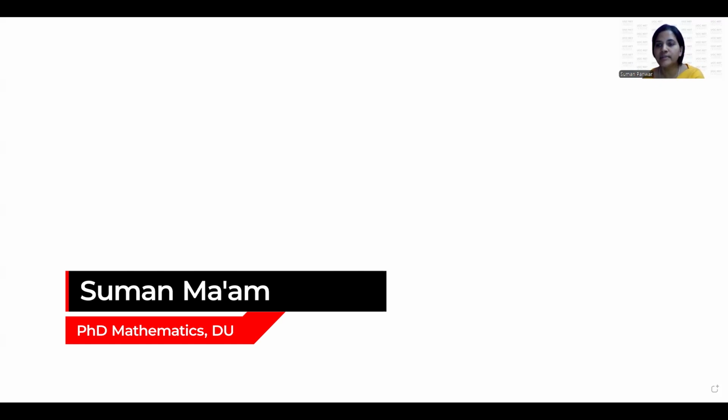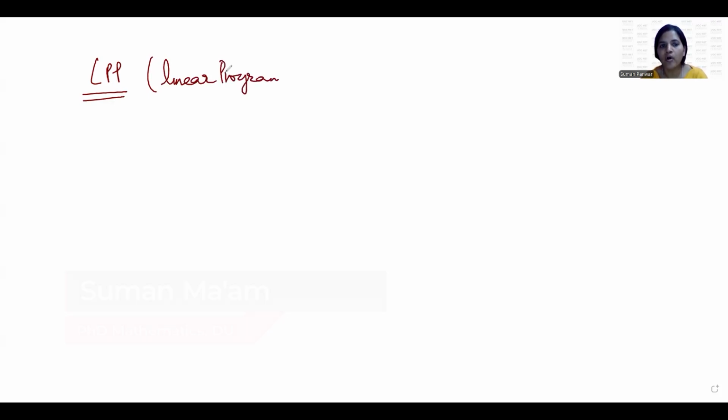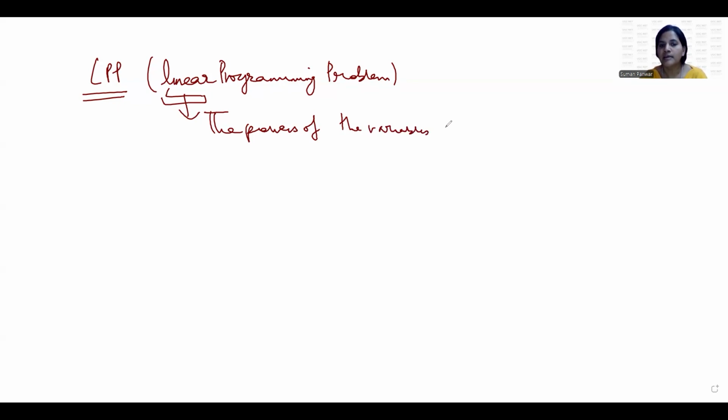Today is mathematics day and today I will be covering a very interesting and comparatively easy topic, which is LPP, that is linear programming problem. Okay, so first of all we have to learn why we have the term linear over here. So, what is the meaning of linear? Linear means the powers of the variables is equal to 1. We cannot have any other power.